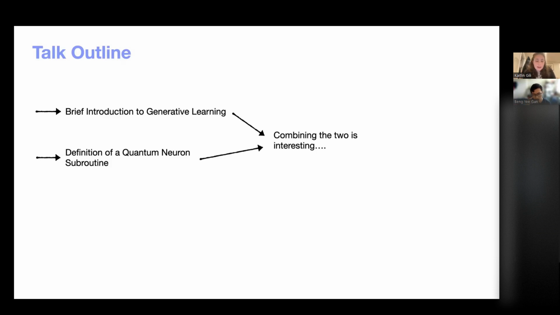Hopefully I can encourage you to think that combining these two things is interesting. This is a novel approach, because typically in quantum generative modeling we have certain quantum models where we don't see nonlinear activations throughout the input. We only see nonlinearity when we take measurements at the end. I'll talk more about this. But I want to motivate that combining generative learning with quantum neurons, which we typically see in quantum supervised learning, is interesting.